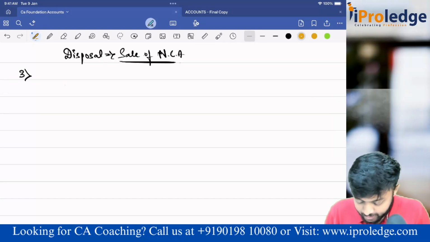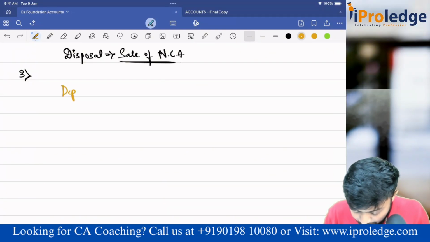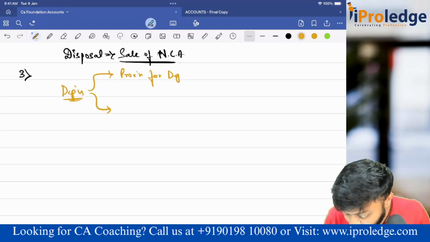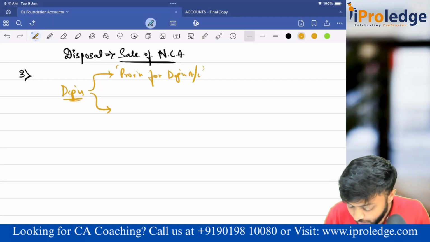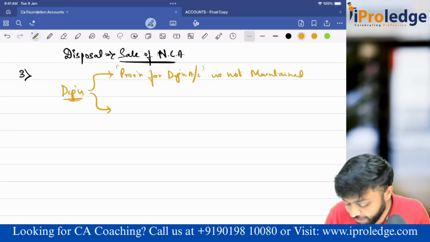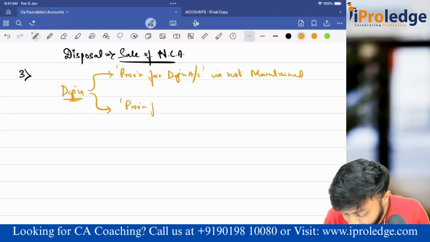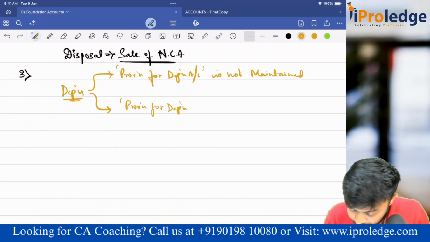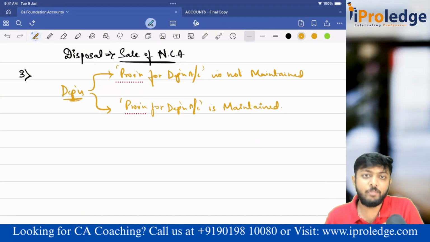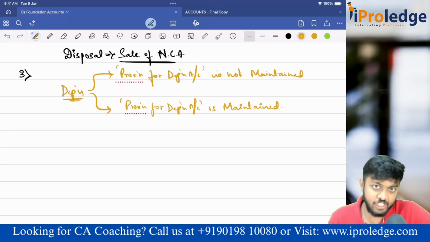just now we learned depreciation has two methods, correct? One where the provision for depreciation account is not maintained, and one more where the provision for depreciation account is maintained. So one is where the provision for depreciation account is not maintained. Another one is where the provision for depreciation account is maintained. Two depreciation methods we learned.